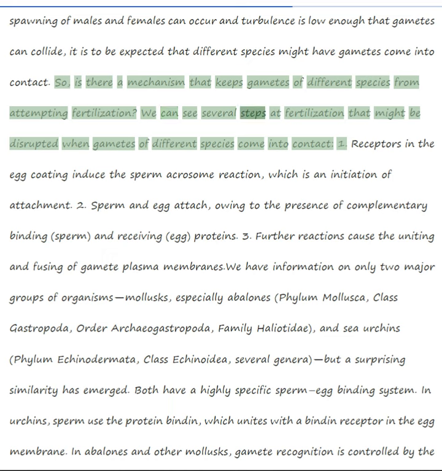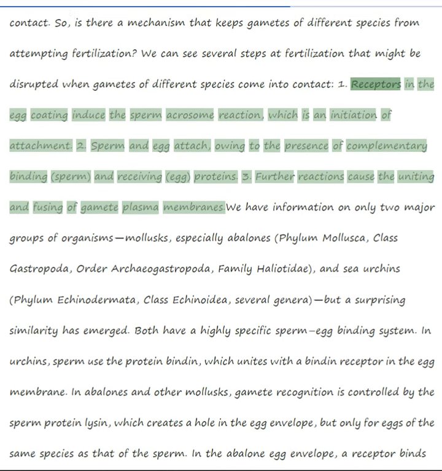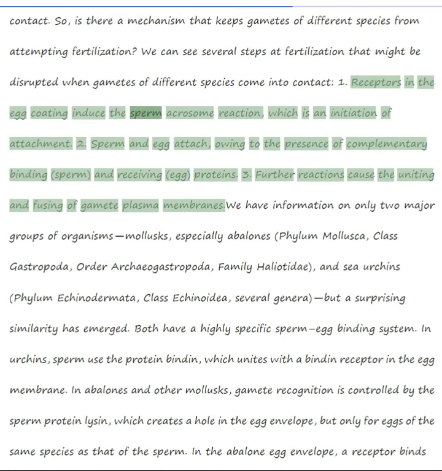We can see several steps at fertilization that might be disrupted when gametes of different species come into contact. 1. Receptors in the egg coating induce the sperm acrosome reaction, which is an initiation of attachment. 2. Sperm and egg attach, owing to the presence of complementary binding and receiving proteins. 3. Further reactions cause the uniting and fusing of gamete plasma membranes.